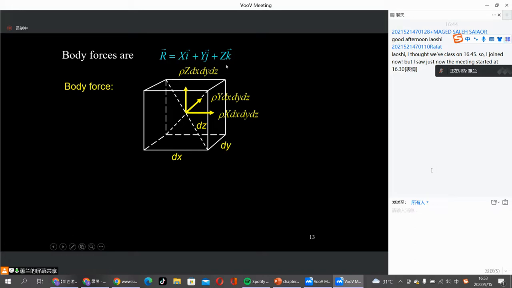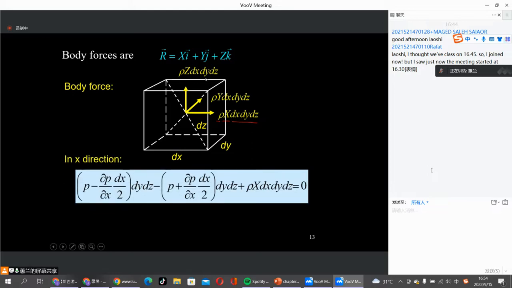Here, capital X, Y, Z is the body force per unit mass in the x, y, z directions. So in the x direction, the body force will be capital X times the mass. The mass is equal to the density times the volume. Volume is equal to dx dy dz, the volume of the cubic, right? Similarly, we get the body force in the y direction, the y component of the body force, it should be capital Y times rho dx dy dz. And in the z direction, it should be capital Z times rho dx dy dz.